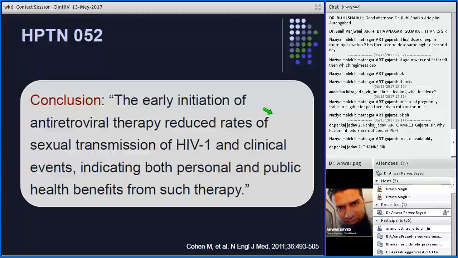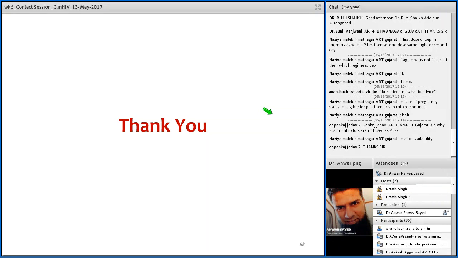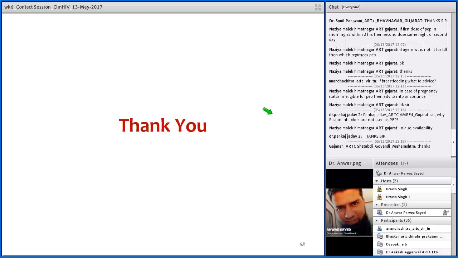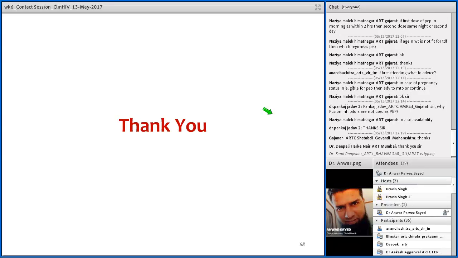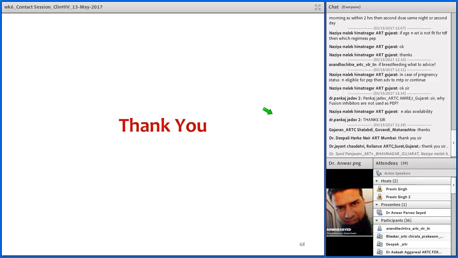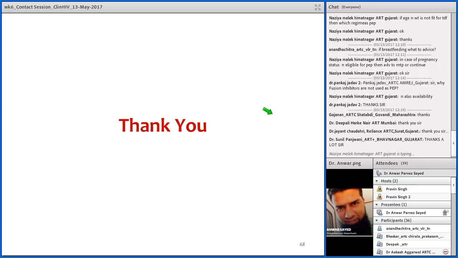So if you initiate ART early in the course of illness, and the viral load in the HIV positive person goes below detectable limits, then the risk of transmission will be very, very low. There is a 96% reduction in the risk of linked transmission. They concluded that earlier initiation of antiretroviral therapy reduced the rates of sexual transmission of HIV and clinical events, indicating both personal and public health benefits of such therapy. That is why Treat All has now been rolled out in our program as well, and slowly we will be able to bring all patients on treatment in our program also.